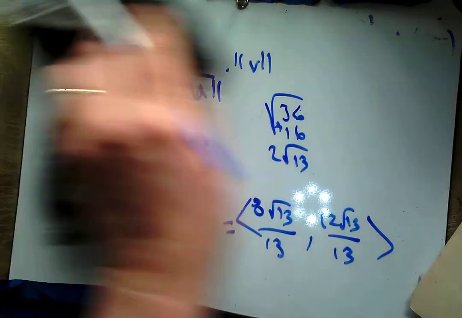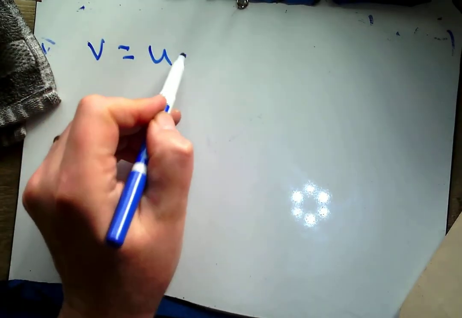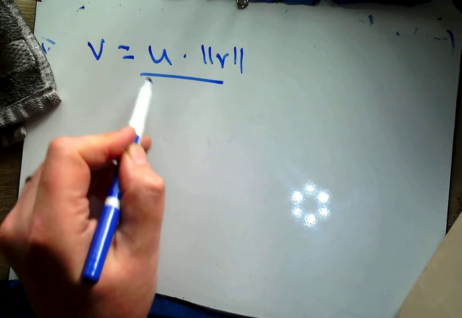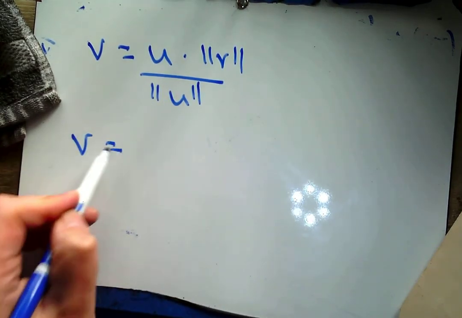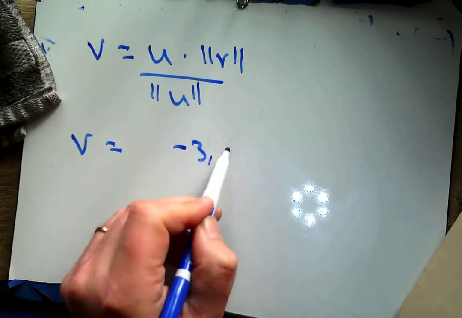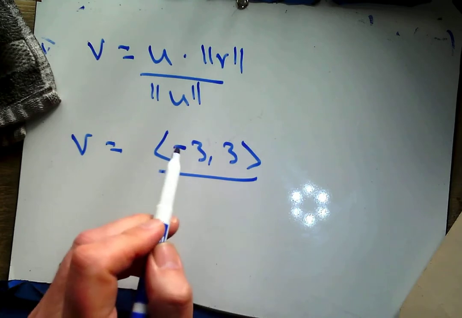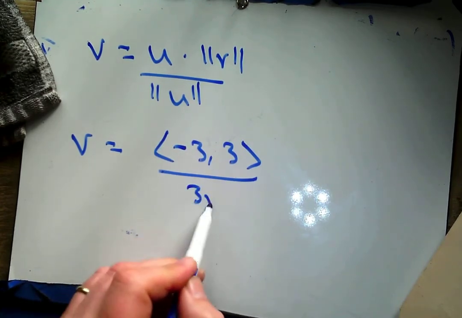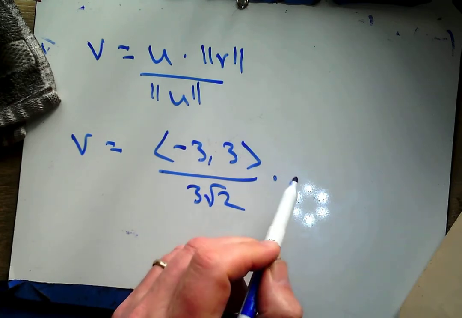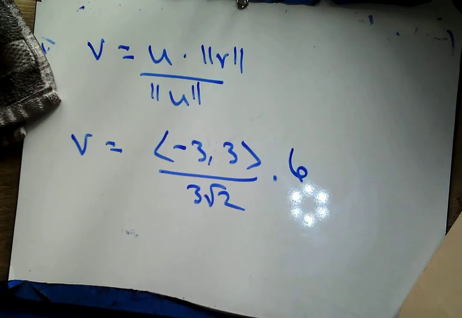And then the last one I see here is going to use the same method, that v is going to be u times the magnitude of v over the magnitude of u. And so what's that going to look like? Well, that's going to be negative 3, 3. 3 squared is 9, 3 squared is 9, 9 plus 9 is 18, square root of 18 is 3 root 2. And don't forget to multiply by the magnitude of u, which here is 6.